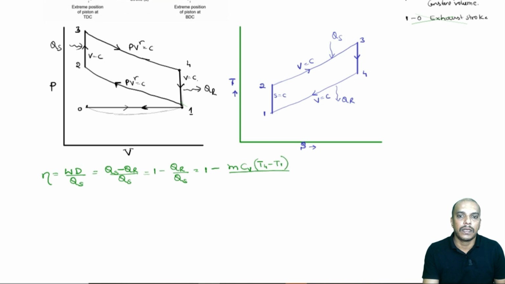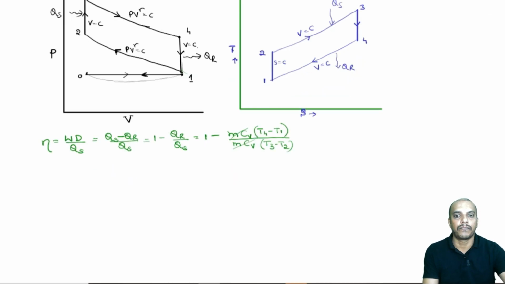divided by mCV, heat supplied is between 3 and 2. So it is T3 highest minus lowest. So mCV cancels out. Now all we have is that the efficiency equation is 1 minus (T4 minus T1) divided by (T3 minus T2). So this is our equation. I will call this equation 1. We will come back to this equation 1.